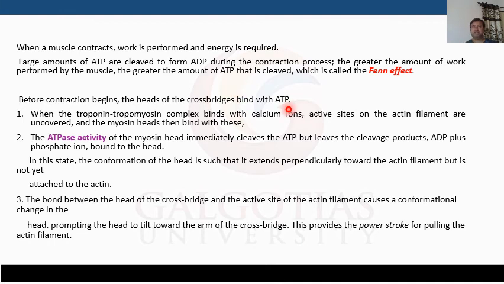As we have discussed, we need a large number of ATP molecules for muscle contraction. If we are doing heavy work, a large number of ATP will be required, and this phenomenon is called the fan effect. In the first step, we have already explained that the action potential reaches and ATP binds with the myosin head. In the second step, the tropomyosin-troponin complex binds with the calcium ion at the active site of the actin filament, and the active sites are uncovered. In the third step, the cross bridge interacts with the active site of the actin filament. As a result, the power stroke occurs, ATP is broken down, and the myosin head tilts.